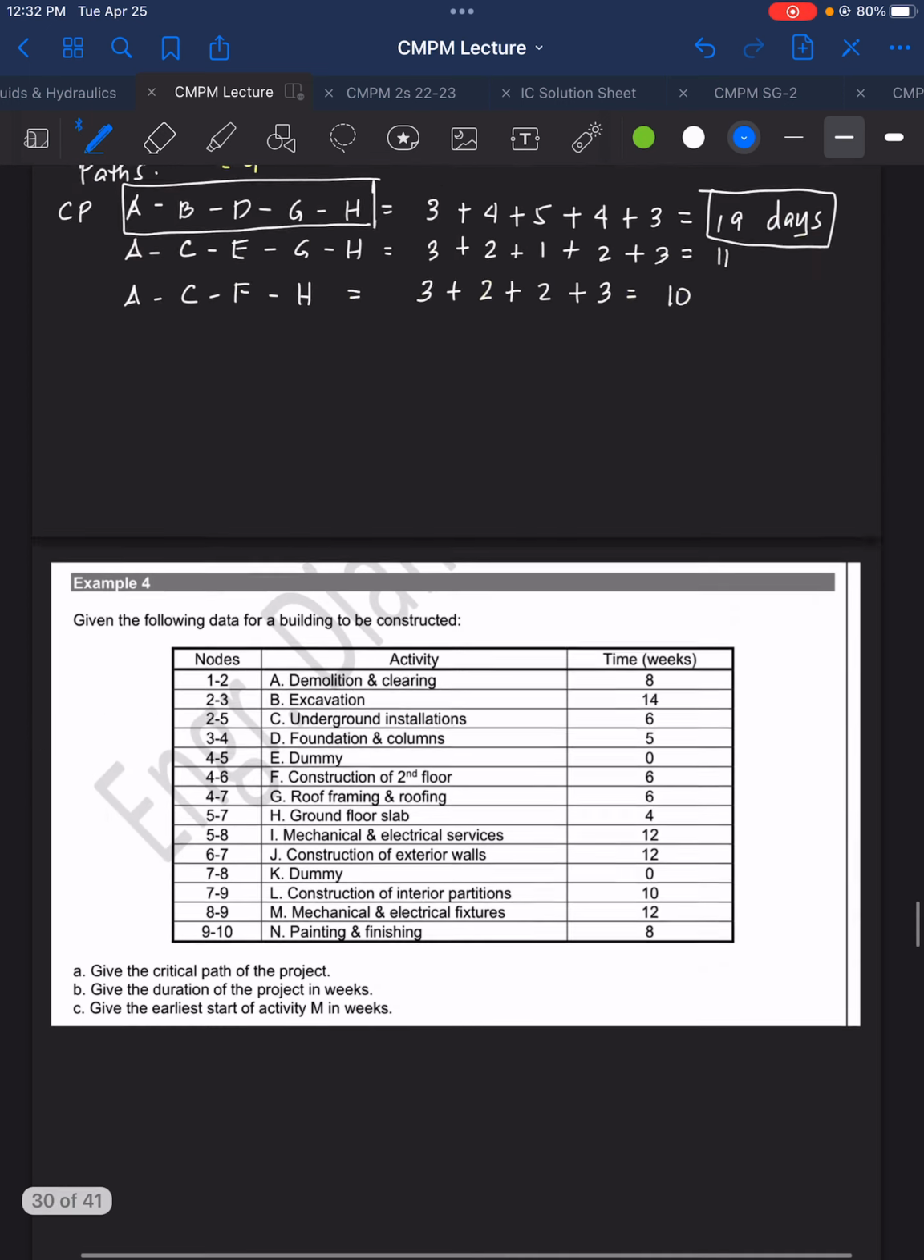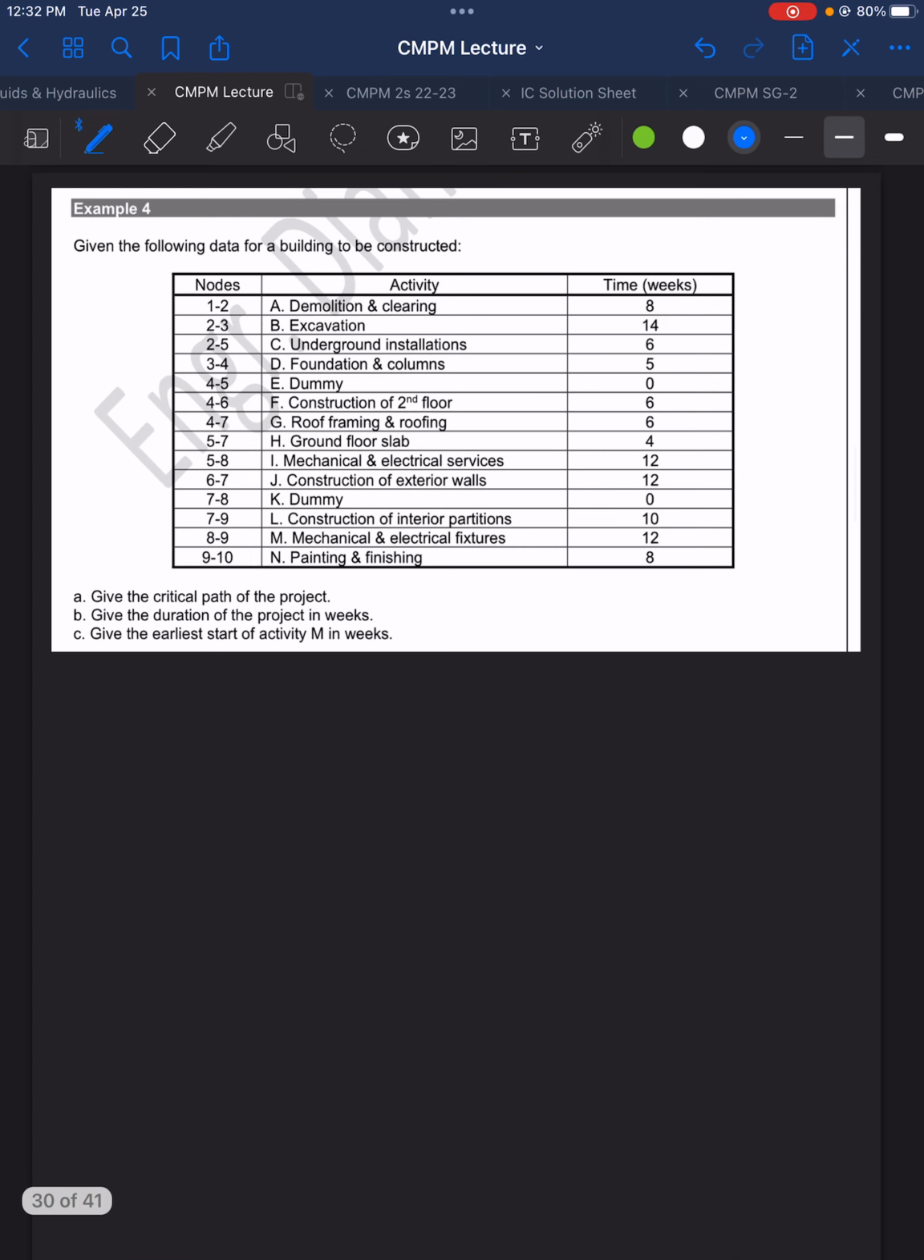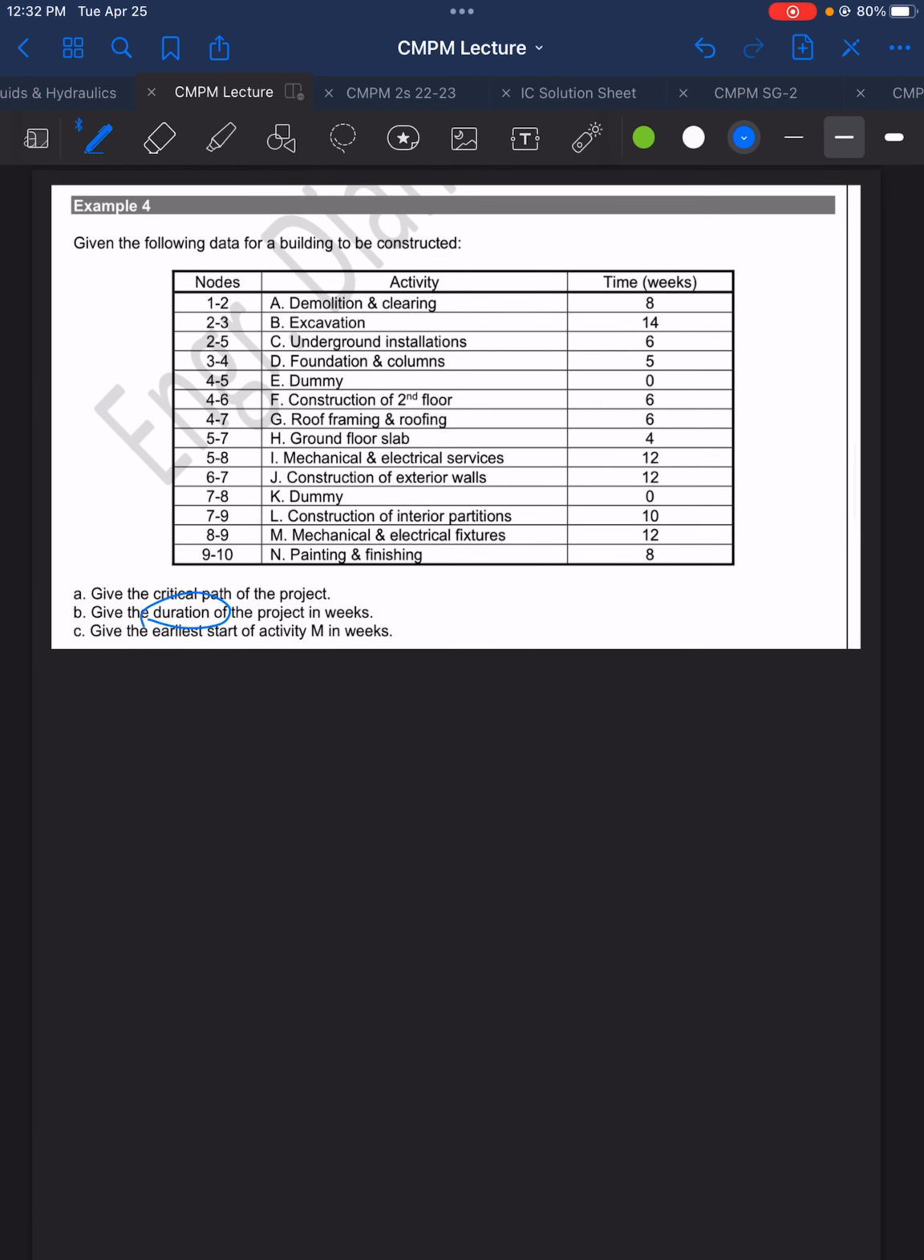Let's go to example number 4. Now for example number 4, given the following data for a building to be constructed. We have here the activity, the letters representing the activity and the nodes. Then we have the duration in weeks. It's looking for the critical path of the project, the duration of the project in weeks, and the earliest start of activity M in weeks. Again, let's do the network diagram, CPM.